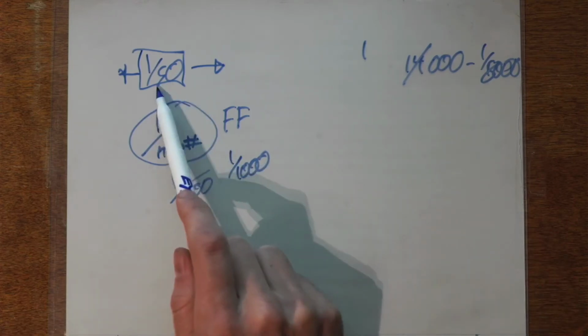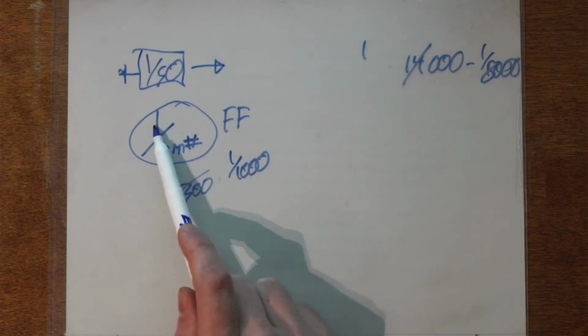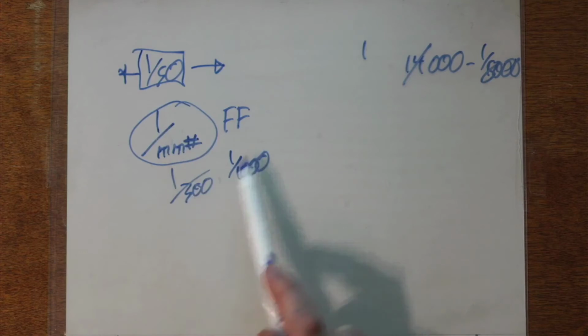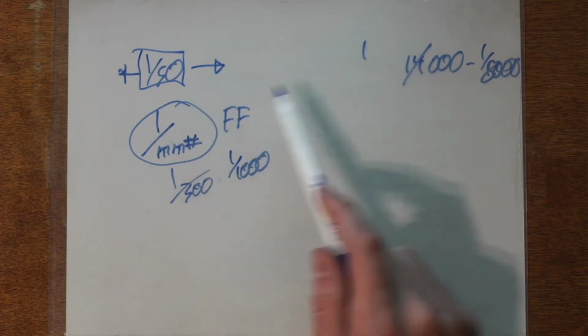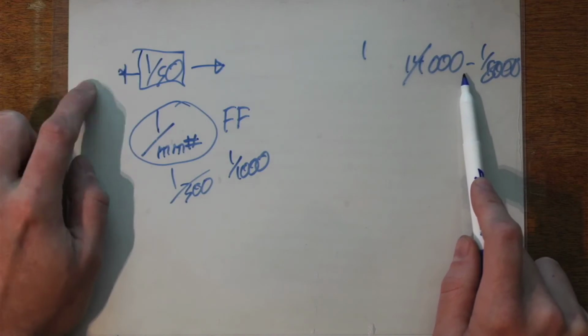So realize 1/50th of a second is about what most people can hold for a normal lens. 1 over the millimeter number is the same as that, just for other lenses. Fastest is going to be about these. Now slower is going to get you that blur.